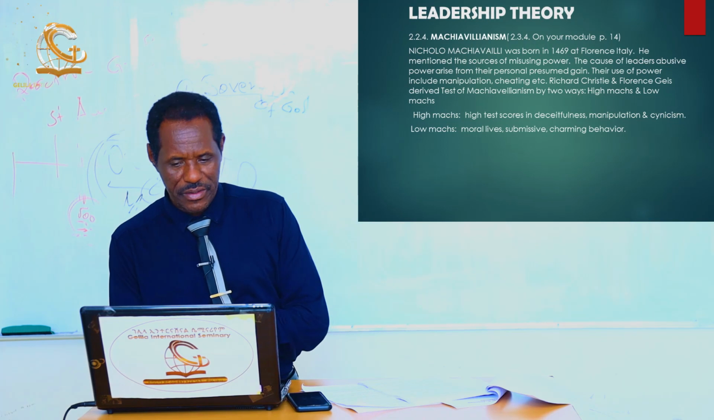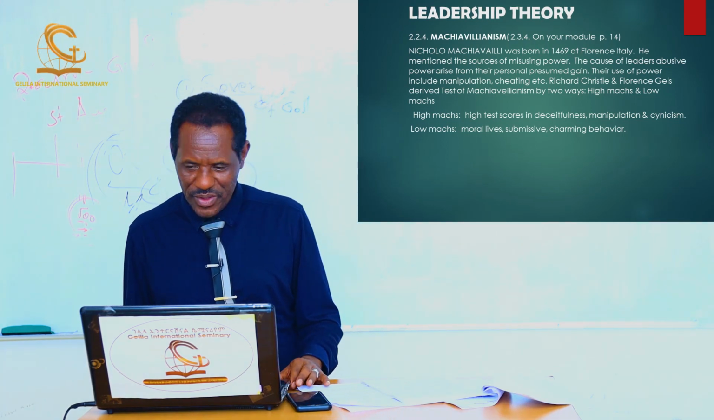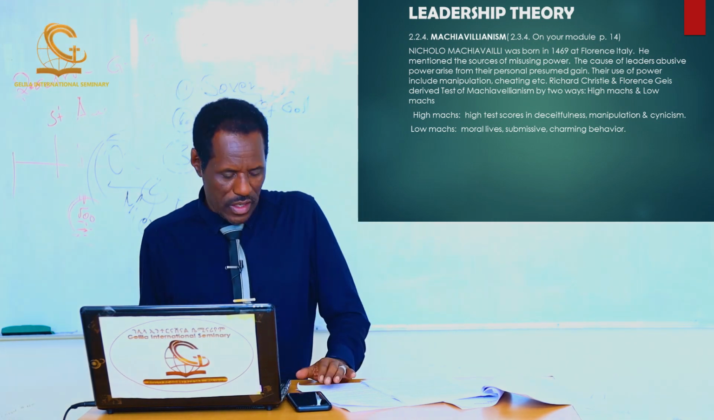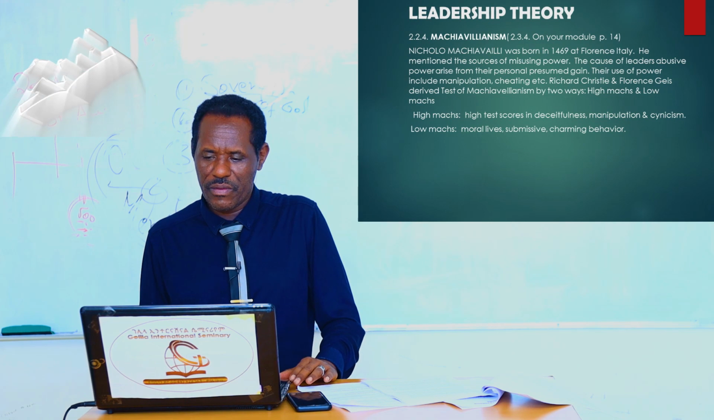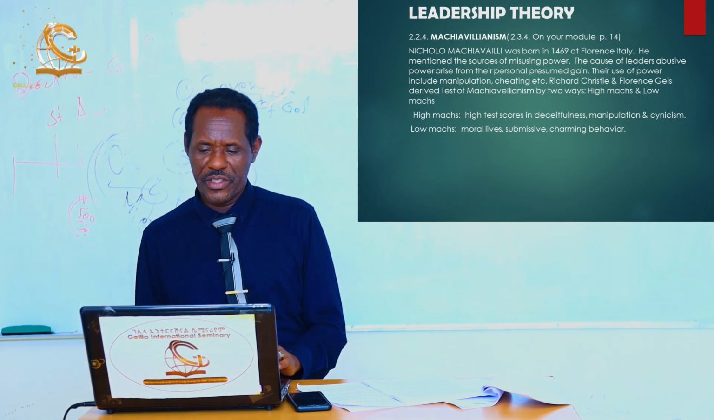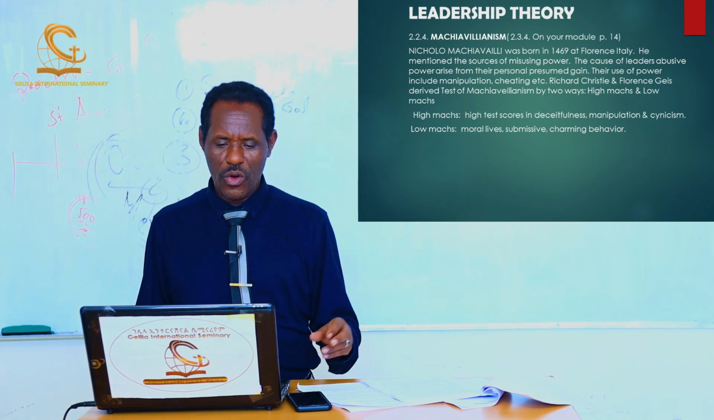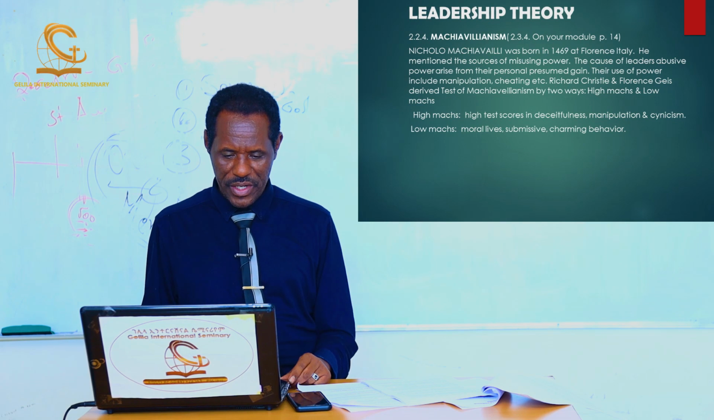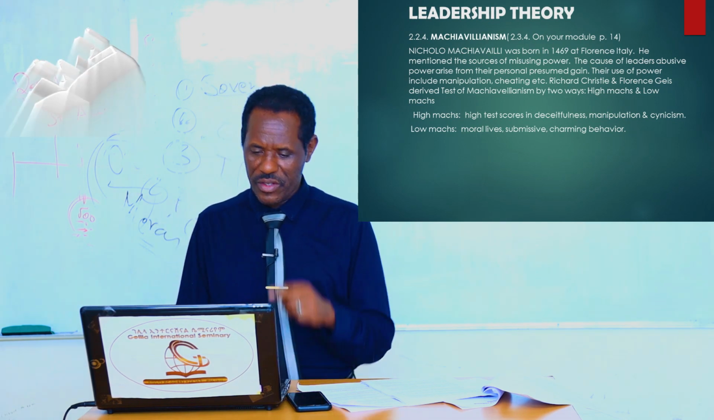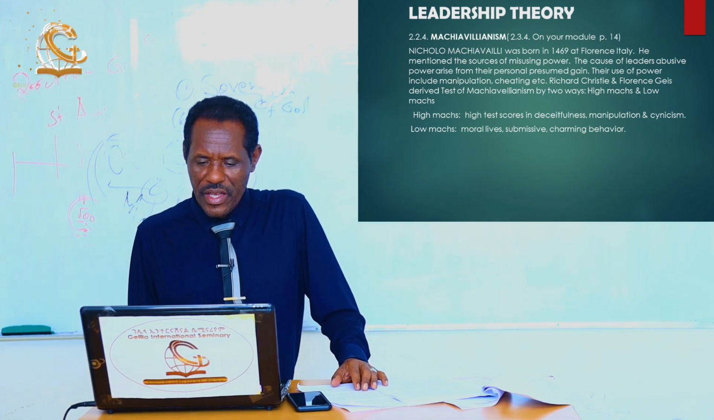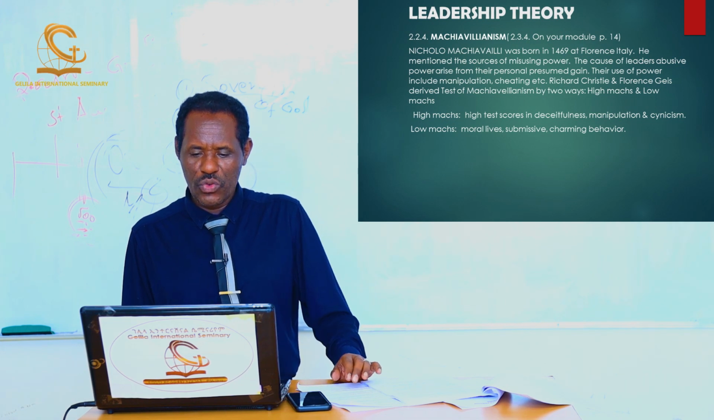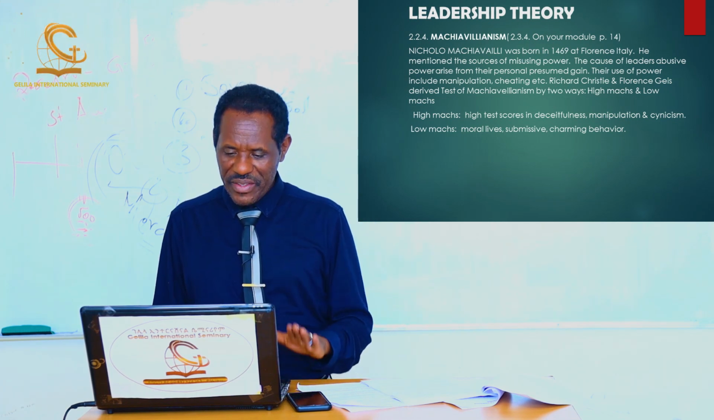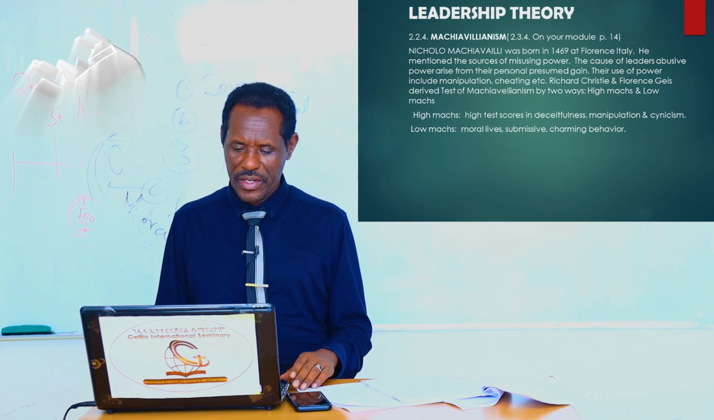The next one, Machiavellianism. See your module on page 14. Machiavellianism is derived from Niccolo Machiavelli, an Italian. He was born in 1469 in Florence, Italy. He mentioned the source of misusing power. The causes of leaders abusing power arise from personal presumed gain. The areas of power include manipulation, cheating, and immoral attitudes. Richard Christie and Florence Geis derived a test of Machiavellianism with two ways: high marks and low marks. High marks mean high test scores in deceitfulness, manipulation, and cynicism.